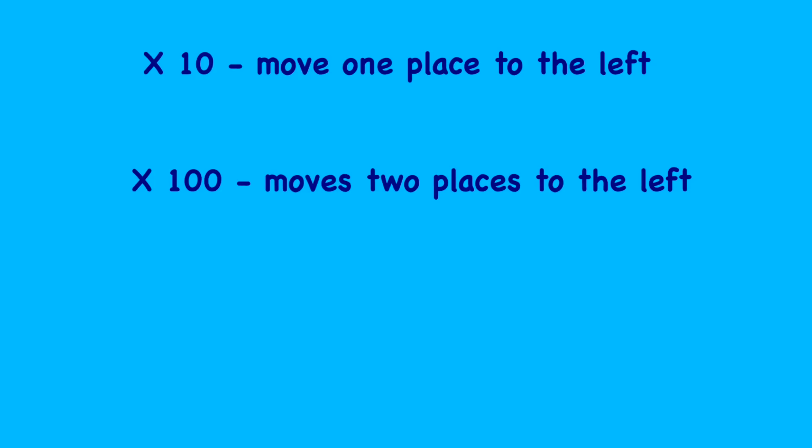6,500. So a quick reminder, when we're multiplying any number by 10, we need to move the digits one place to the left. And when we're multiplying by 100, we need to move the digits 2 places to the left. Now it's your turn to try some questions. So get a piece of paper ready to jot down your place value chart, pause the video and have a try at these questions.